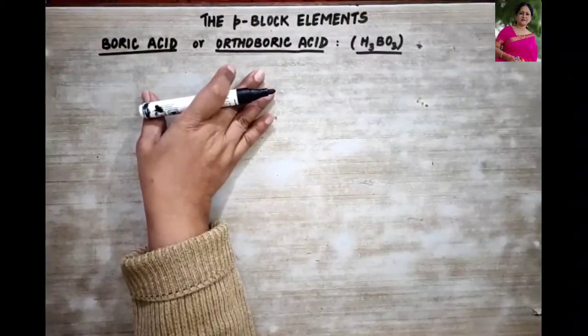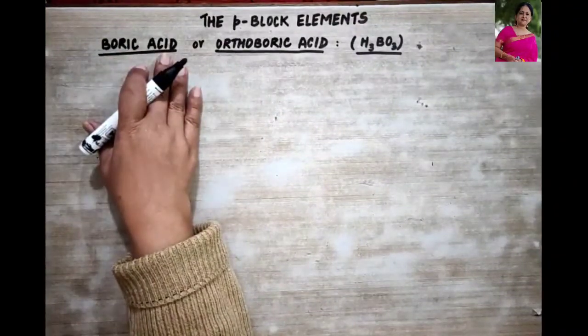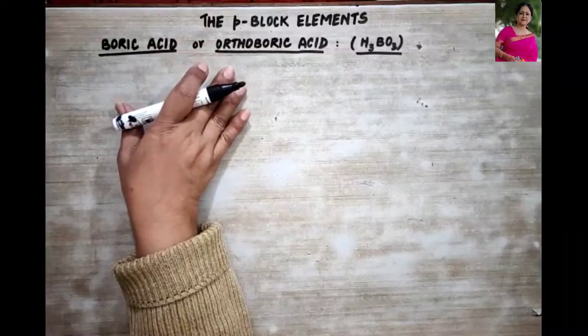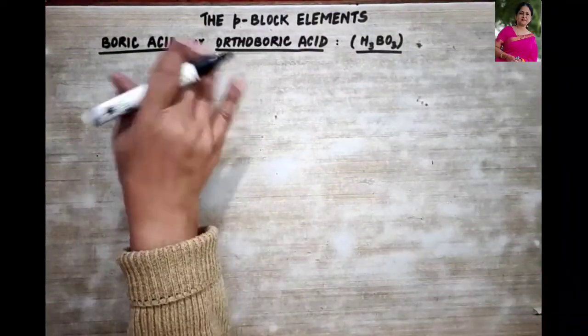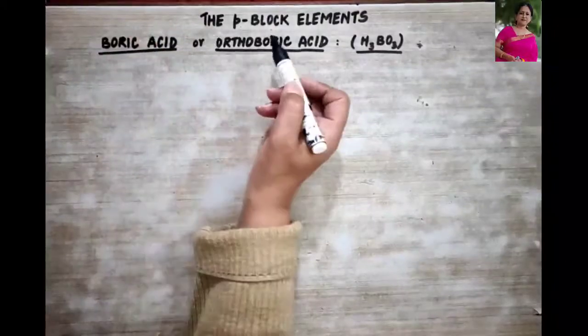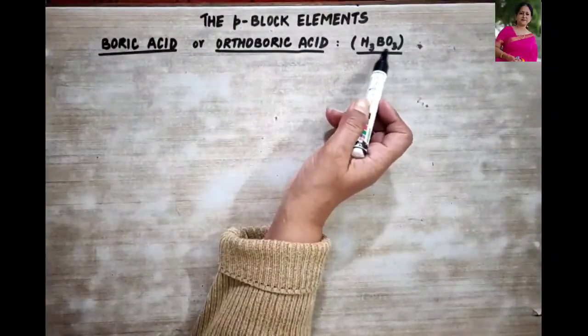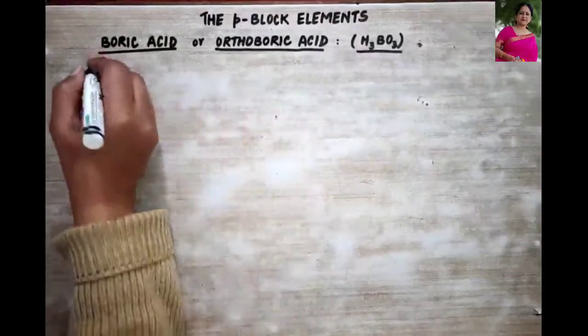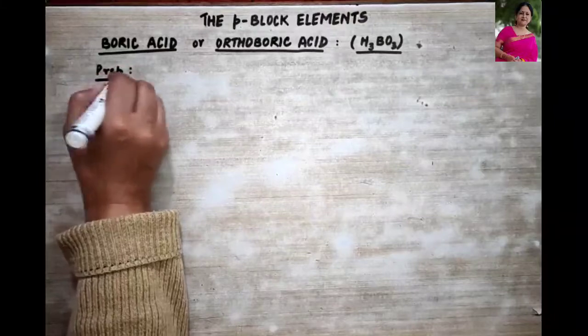Today in P block elements we are going to do boric acid and potash alum. These two are compounds from your group 13. Okay. So boric acid, which is also called orthoboric acid, has the formula H3BO3. So let us begin with the preparation of this boric acid.